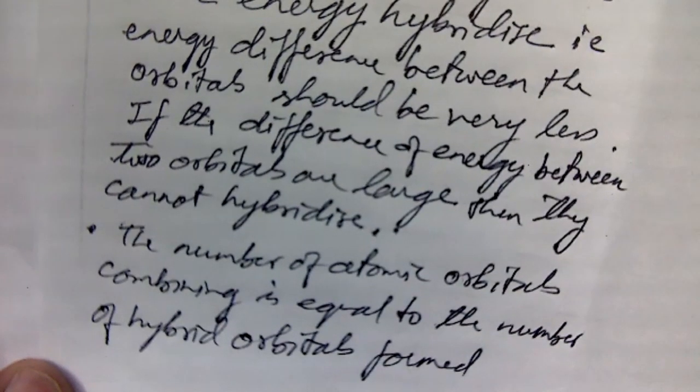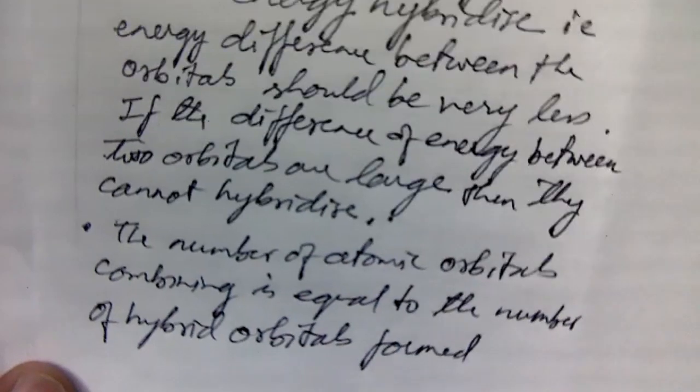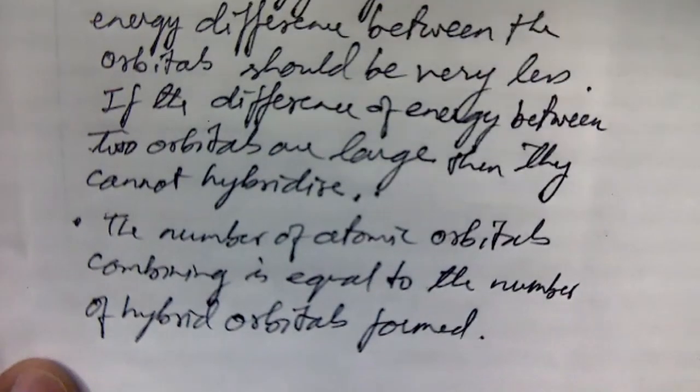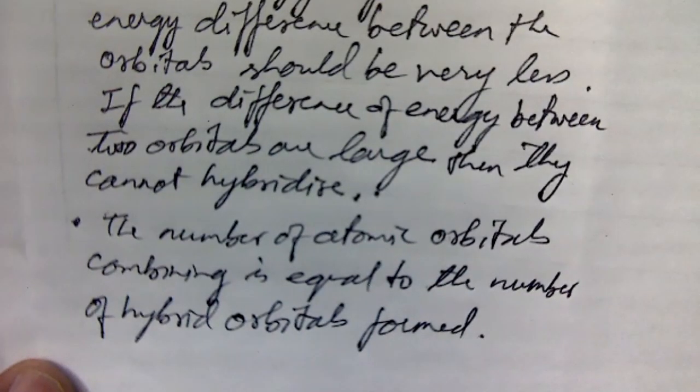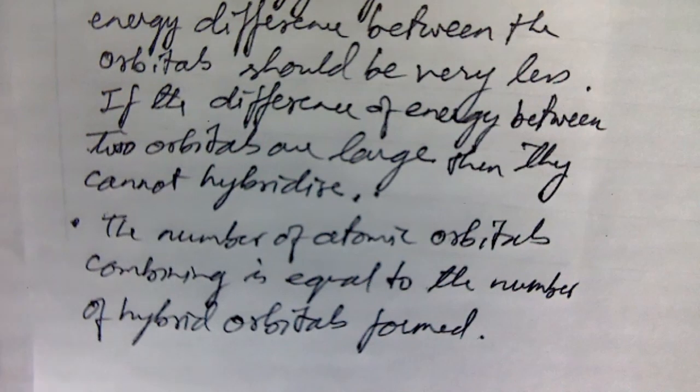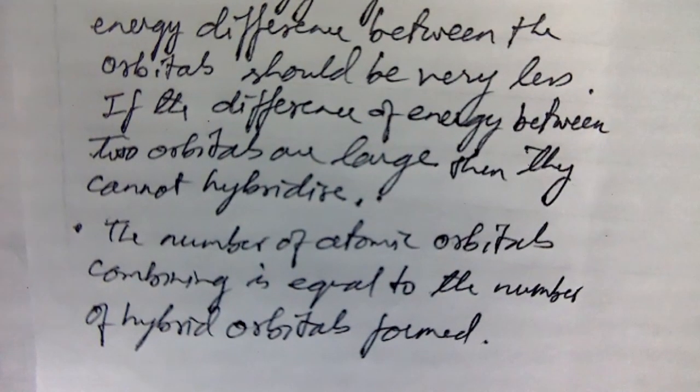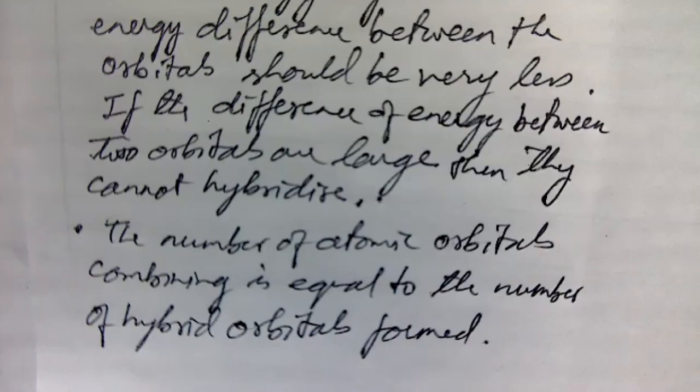So the number of atomic orbitals combining is equal to the number of hybrid orbitals formed. Understood? Have you all copied? Then we go to the next point.